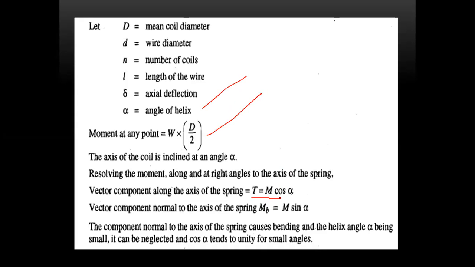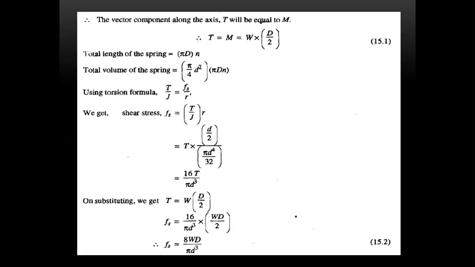The vector components are T equals M cos alpha, MB equals M sin alpha. The vector component along the axis, the torque, will be equal to M. Therefore, T is equal to M, that is equal to W into D by 2. The total length of the spring is pi D into N, right? N is the number of turns. Next, the total volume of the spring is pi d square by 4 into pi D N.